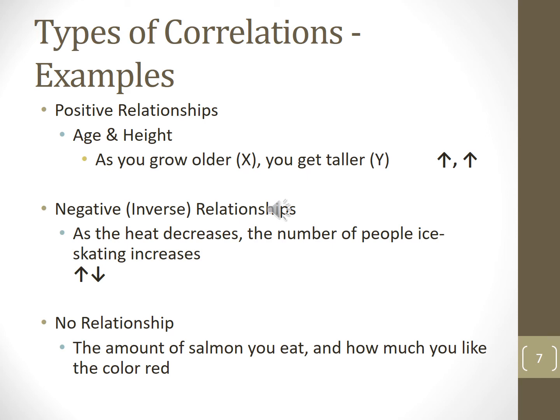So as heat decreases, the number of people ice skating increases, right? So heat is related to use of outdoor sports. So when heat goes down, outdoor sports, such as ice skating, go up. An example of no relationship would be the amount of salmon you eat and how much you like the color red. So there really shouldn't be any relationship between the intensity with which you like the color red and the amount of salmon that you consume per week.